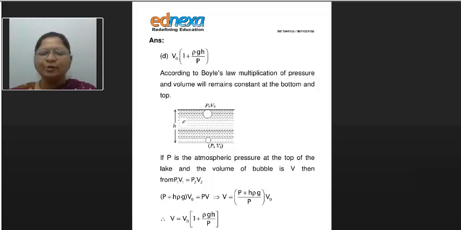Inside the lake, the total pressure will be P plus h rho g, because rho is the density, and you can find the pressure at the depth h inside the lake. So this is the original pressure, and this one is the new pressure at the surface of the lake. Again, a very nice problem to remember.